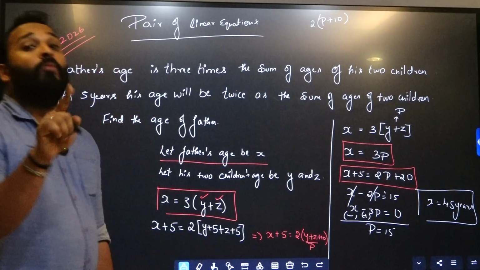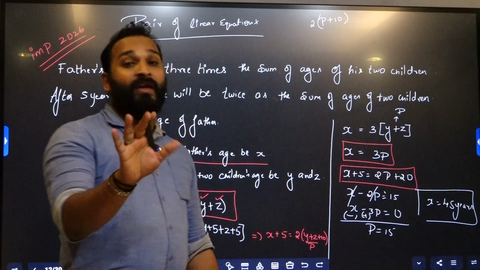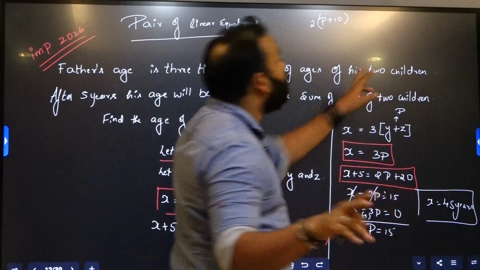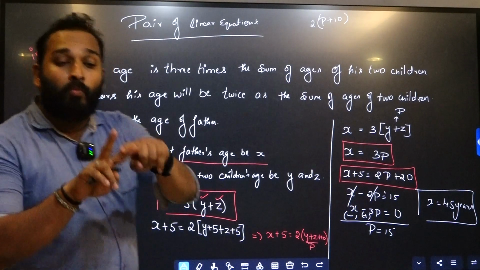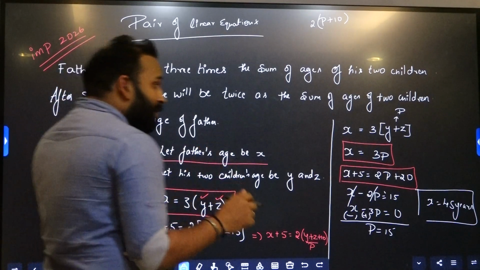Please remember that. Most of the students make a mistake where they will just increase it by 5. No, it's the sum of ages of 2 sons. Sum of ages of 2 children, he told. Correct? So, when they tell you the sum of ages of 2 children, both their ages will increase by 5 and 5.